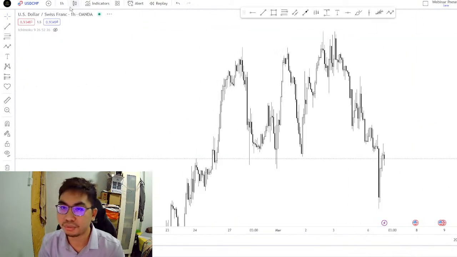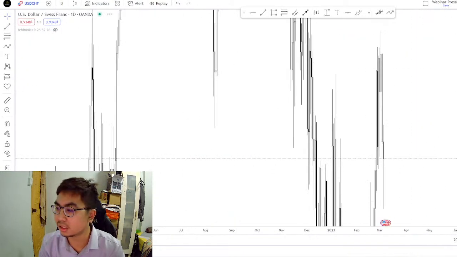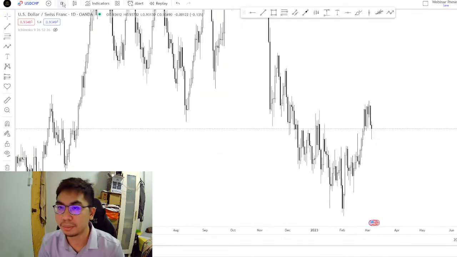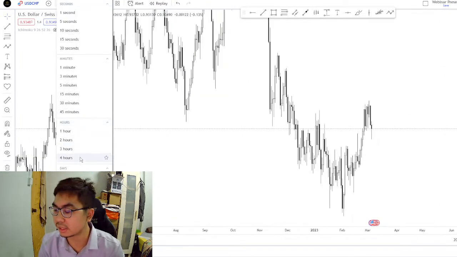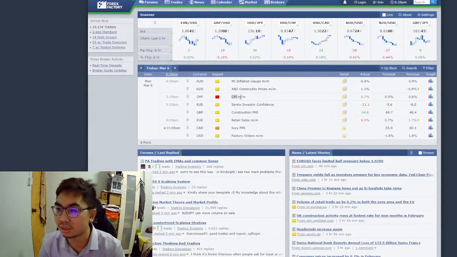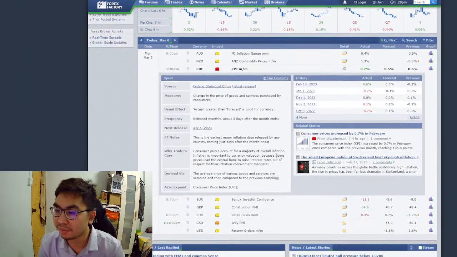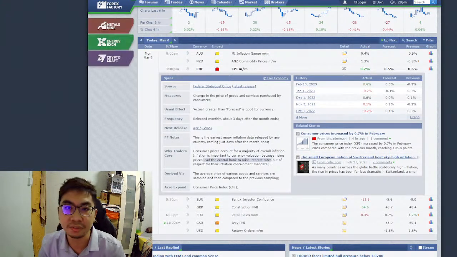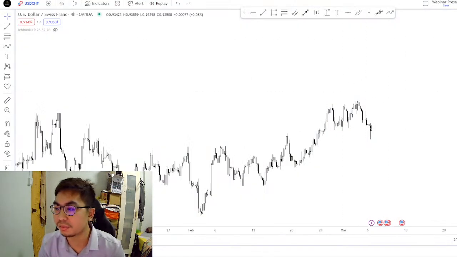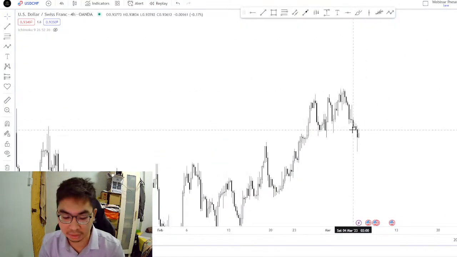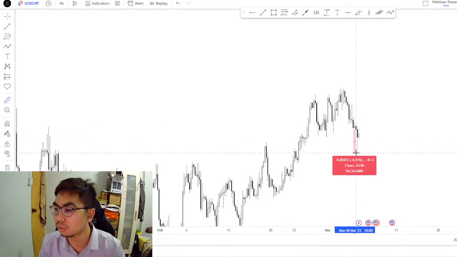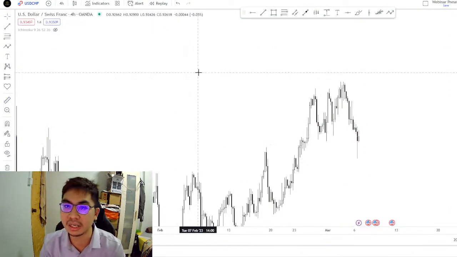So notice that price actually, let me check the daily charts. Price actually went back down. Okay, on the daily chart there's nothing, because the news released earlier on, the CPI was better than previous. So inflation is actually increasing, so it could lead the central bank to raise interest rates. So that's why it was very, very strong for the CHF, causing the dollar to weaken on USD CHF.